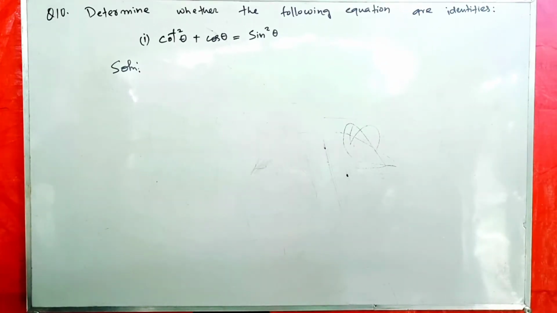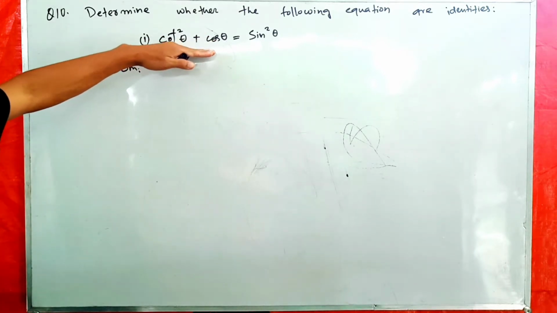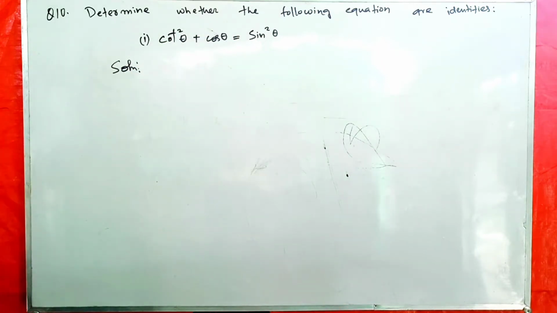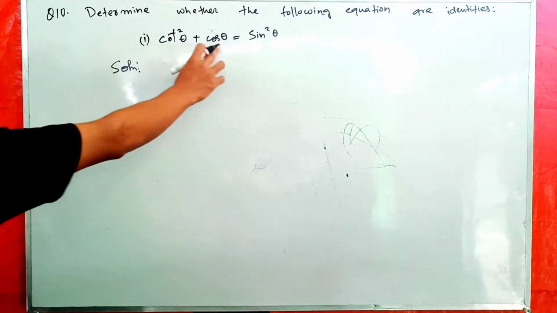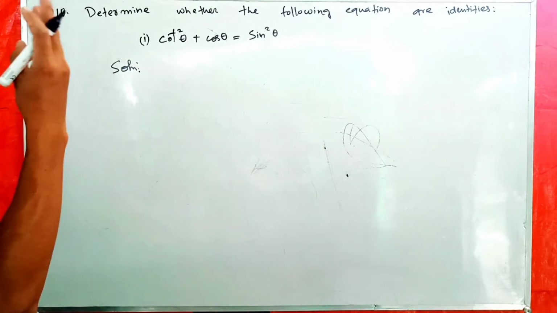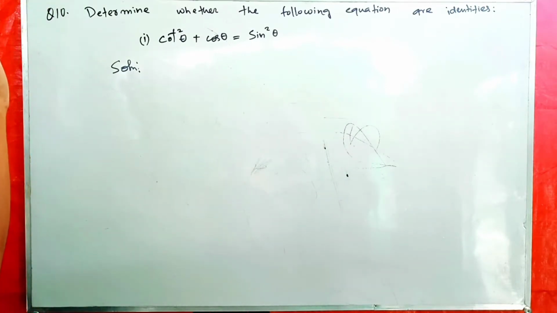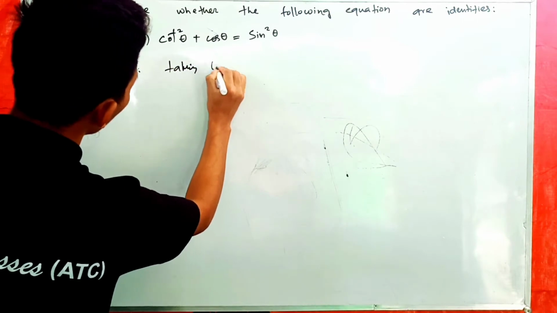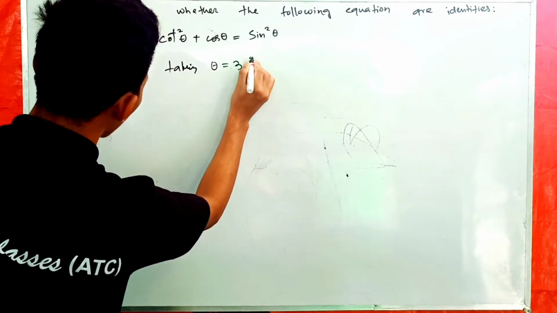Okay, let's solve question number 10. Determine whether the following equations are identities. Identities means we are going to solve these two, the left hand side will be equal to the right hand side. Let's see if they are identities or not. We can solve in two ways. I'm going to use the trigonometric ratios of angles by taking theta equal to 30 degrees.